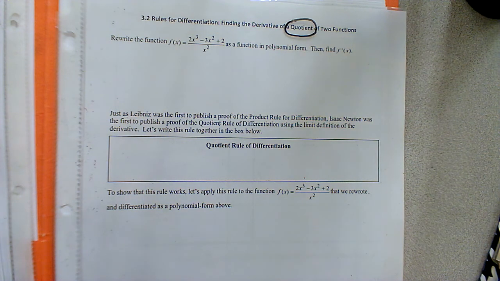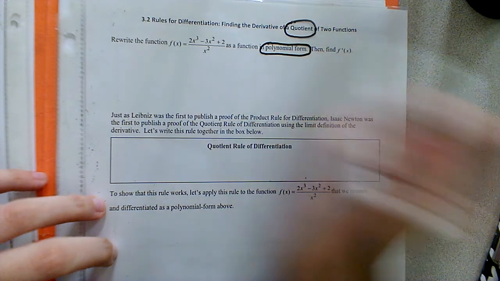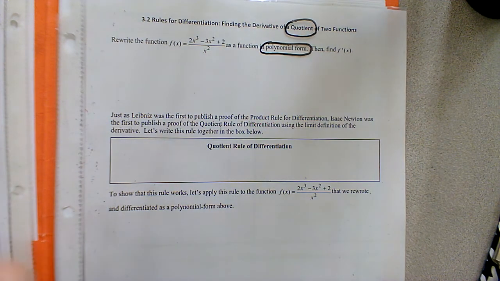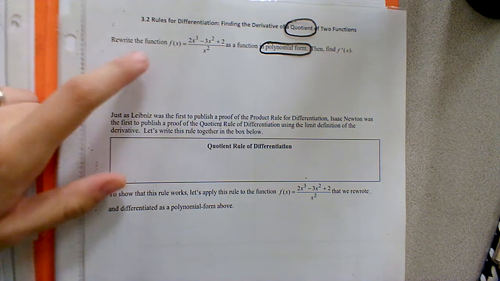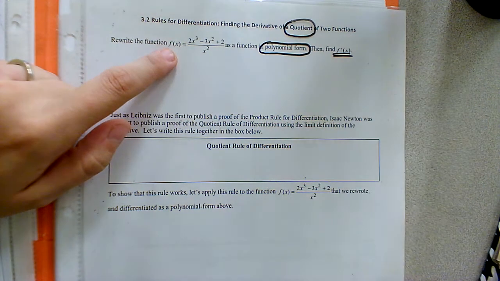And just as a review, we might not have to use the quotient rule every single time. Specifically, if we're dealing with polynomials, sometimes we can simplify those first and then simply use the power rule. So that's what we're going to try for the first one. So we're going to rewrite this function as a polynomial to help us first find the derivative.